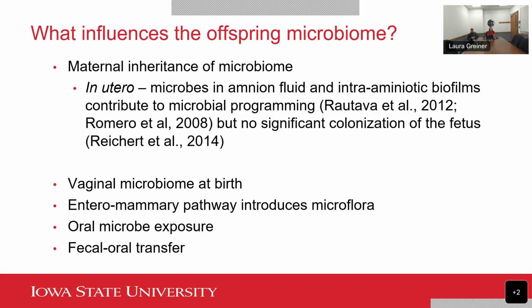Once an animal is born, it will pass through the vagina and pick up whatever microflora is in the vagina. We also now see that the mom has a pathway called the enteromammary pathway, where her immune cells grab organisms out of the intestine and transport those live organisms into the milk that she's excreting through the mammary gland. And that, of course, is populating the small and large intestine of the offspring. Then over time, those offspring pick things up through oral exposures as well as fecal-oral transfers.